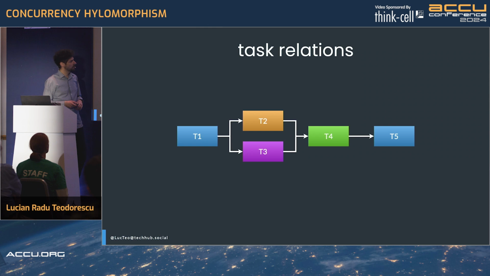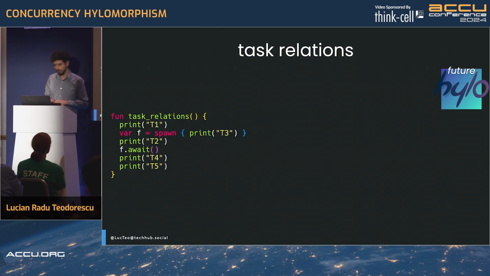This is an example with task relations. And you see here that I have everything. I have predecessor and successor relationship. I have concurrent execution. And I also have mutually exclusive because I have some orders in there, right? T1 cannot be executed at the same time as T5 because there is the dependency between them. How would you express this in the code?